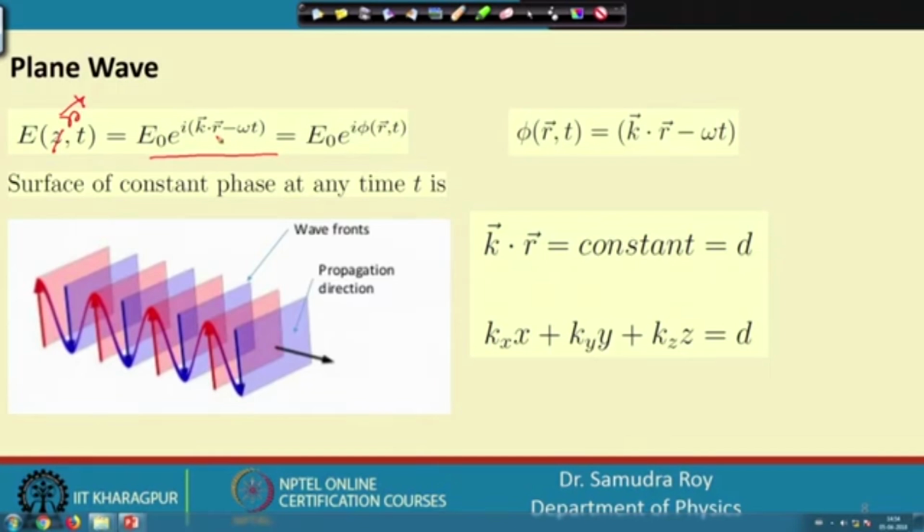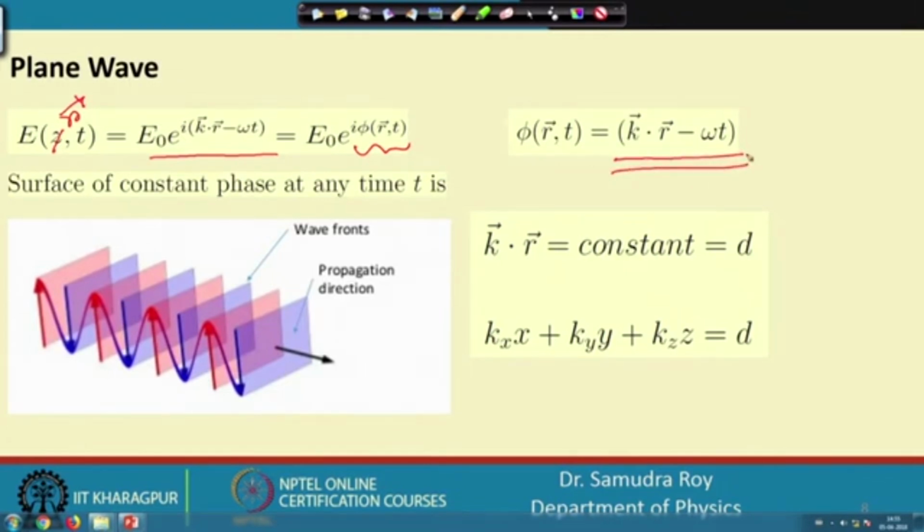If I write E of z, t, then I should write k z, but anyway, this is the general form of the solution, and when I write the general form of the solution I should write k dot r minus omega t. In the previous case we used a solution which is one dimensional. The wave equation was one dimensional, so the solution was also one dimensional. So, for the one dimensional solution we wrote k z minus omega t, but here we replace it with k dot r minus omega t. So, now this is a phase term phi of r, t. This phase term is nothing but k dot r minus omega t.